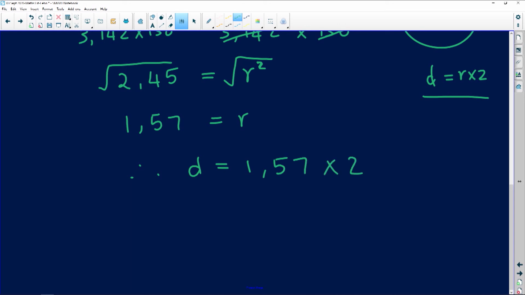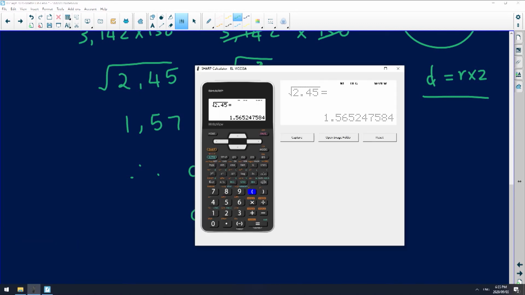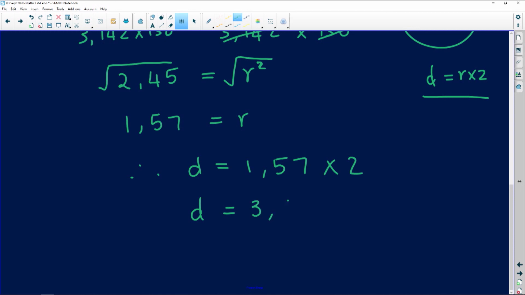1.57 times 2. Careful, hey? So 1.57 times 2, 3.14. That's very interesting because it's like the pi, right? 3.14. Okay, so now we've got that. That, guys, then becomes our diameter. We found what we were looking for.